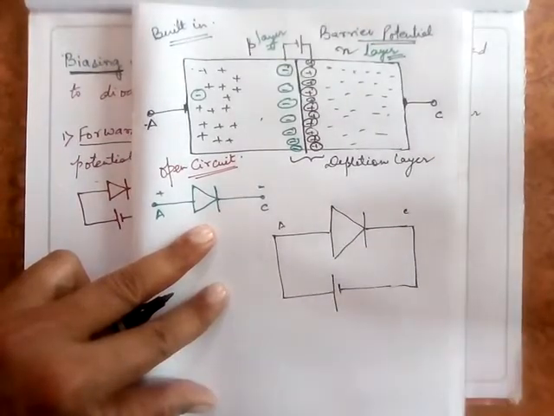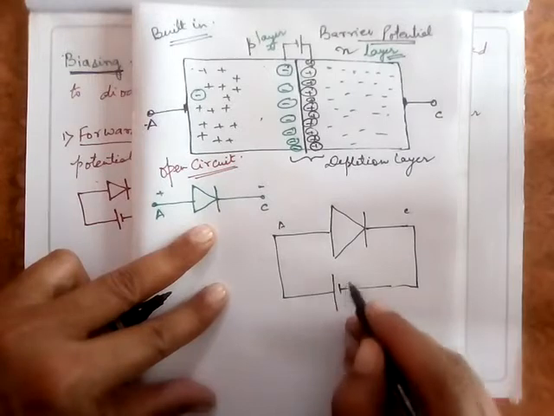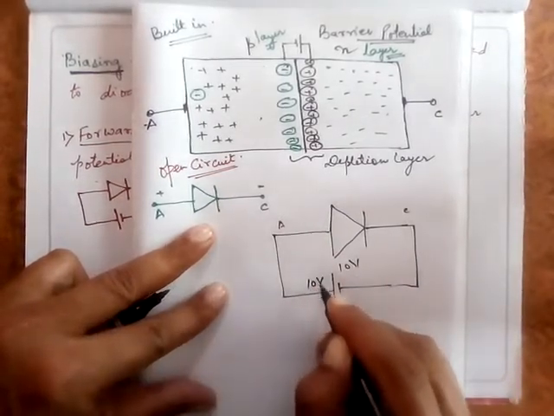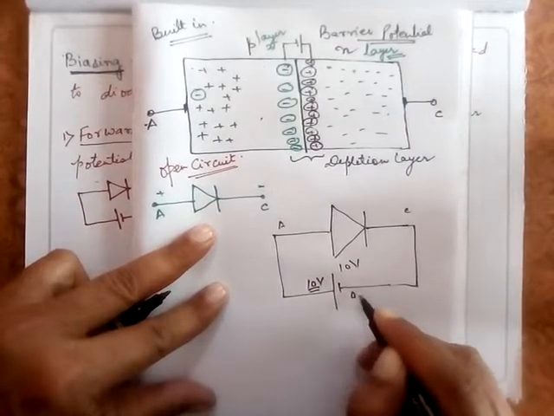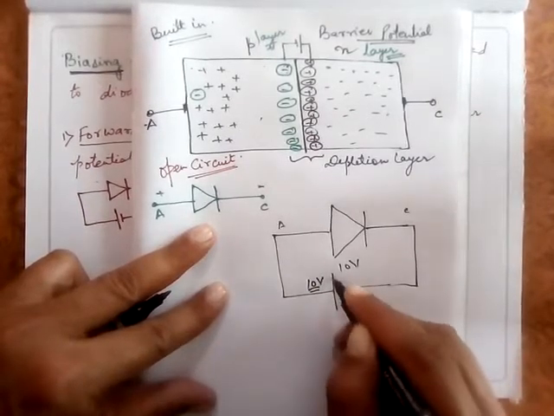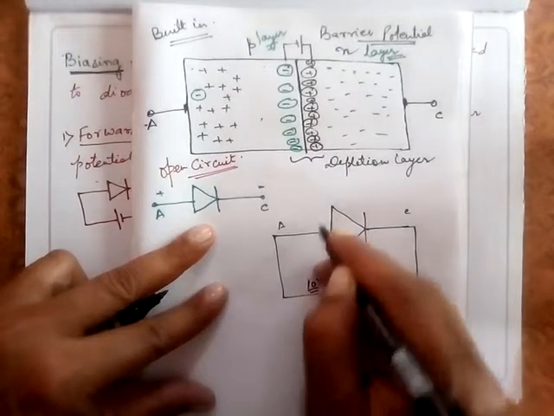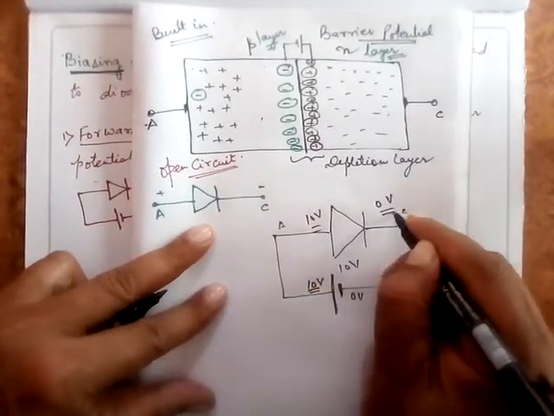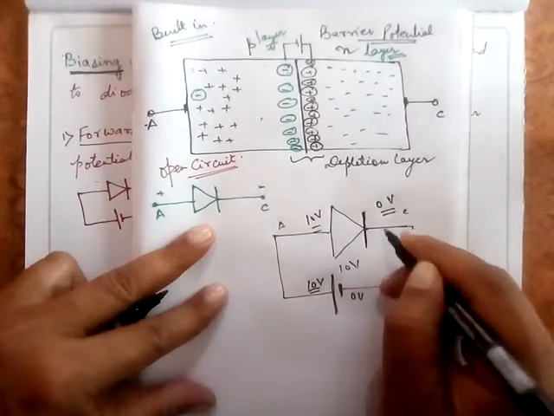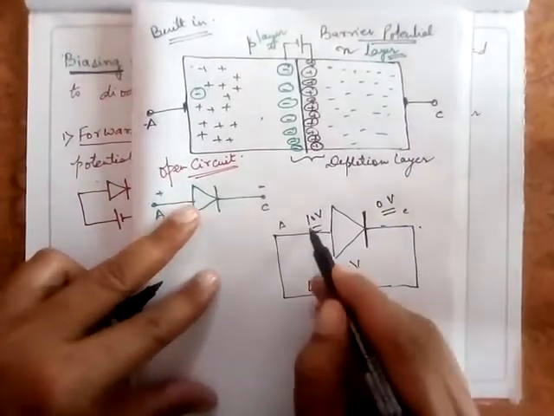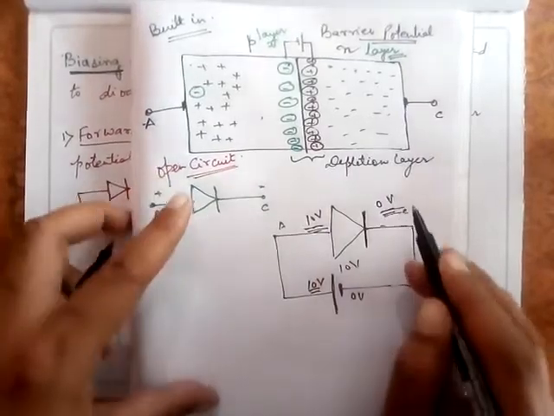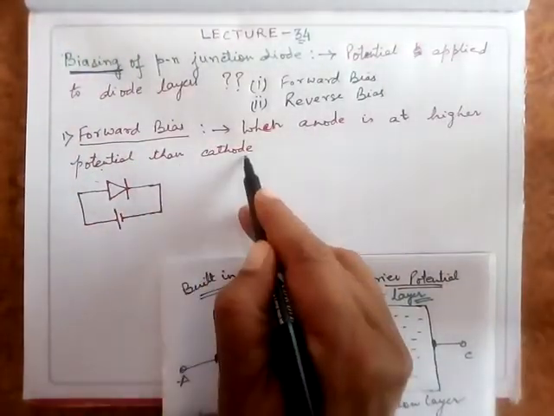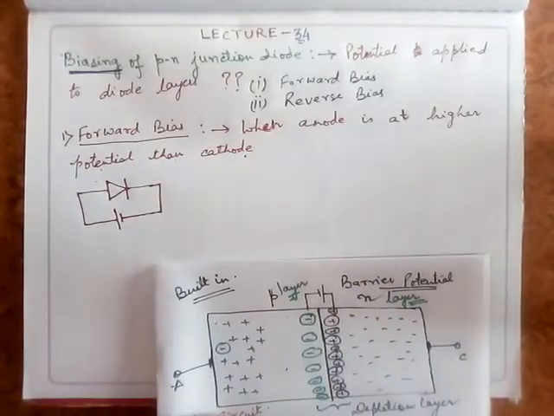I connect this to a battery here, and suppose I say this is a 10 volt battery. What does this mean? It is a 10 volt battery, means this is at 10 volt as compared to this is at 0 volt. This terminal is at 0 volt and this is at 10 volt, means anode is at 10 volt and cathode is at 0 volt. This is cathode. Cathode is at 0 volt, so anode is at higher potential as compared to cathode. So when anode is at higher potential than cathode, then this is said to be forward bias.